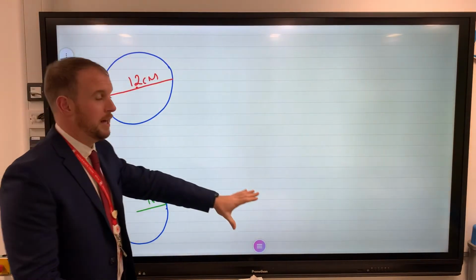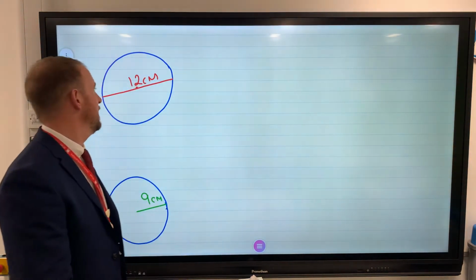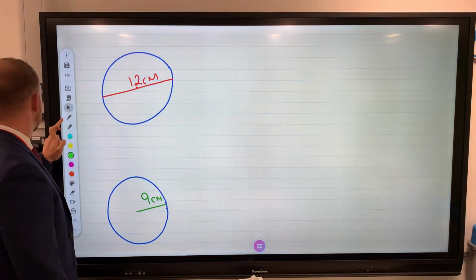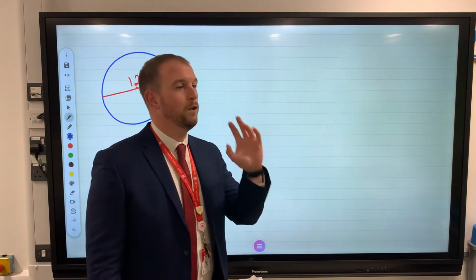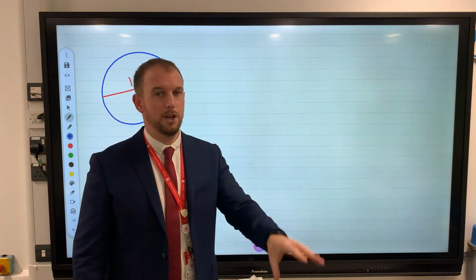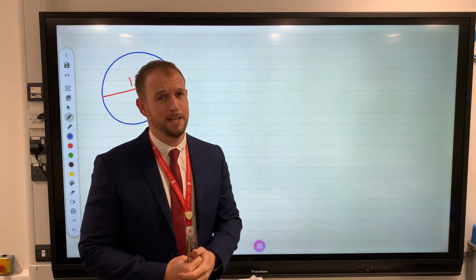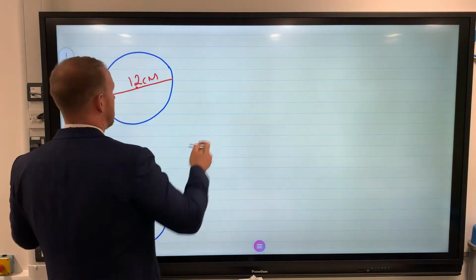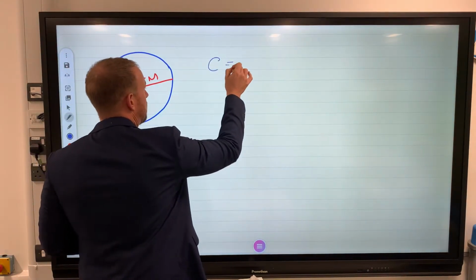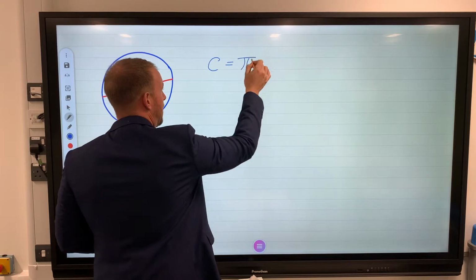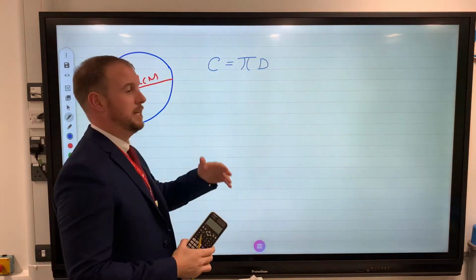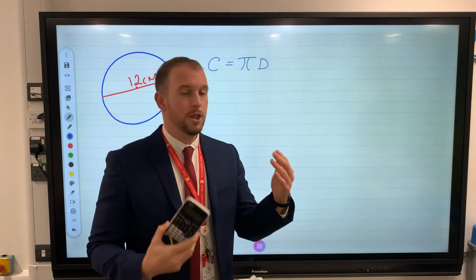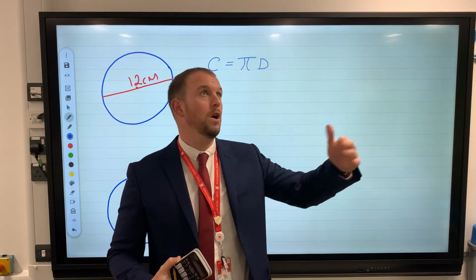So I've got a circle then with a diameter of 12 centimetres. Let's calculate the circumference. First of all, we need a formula. Now the formula is not given to you as part of a paper. You need to learn it, you need to memorise it, okay? So the circumference equals pi times the diameter. Now pi is a number that goes on and on. It's like 3.14 and it goes on and on and on.